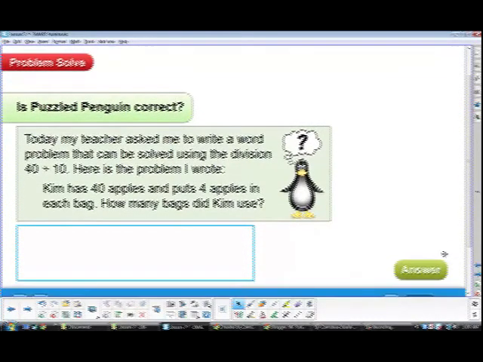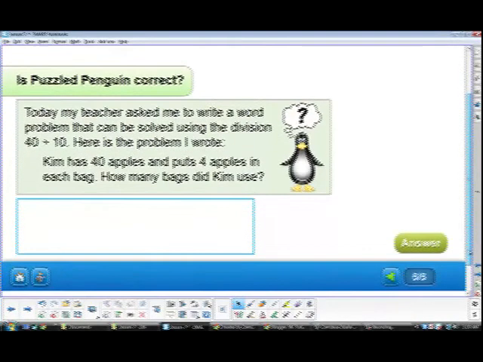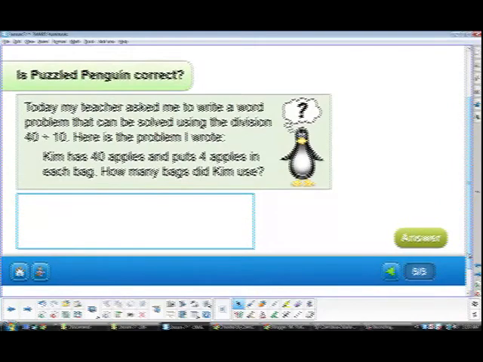If he did it correct, you would say yes. If yes, create a similar problem. If no, what should be corrected to make it a correct statement. We'll discuss those three answers in class tomorrow.